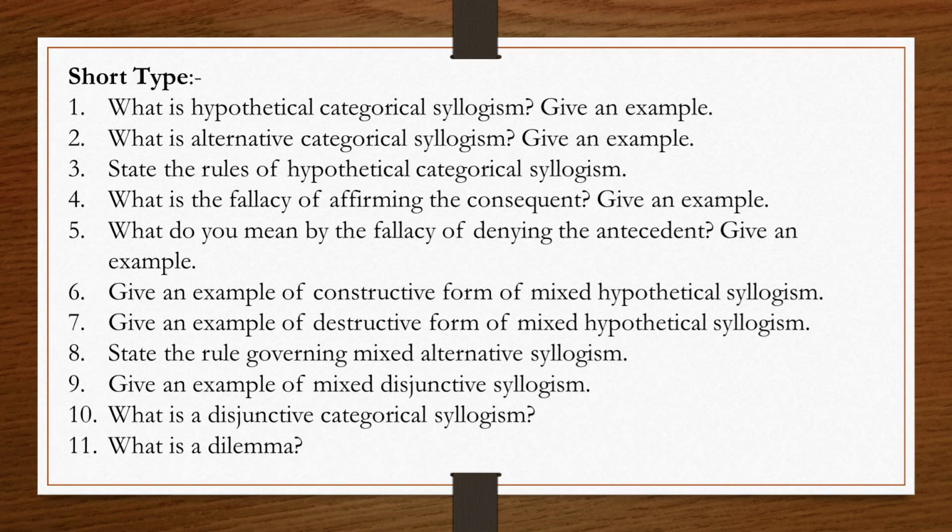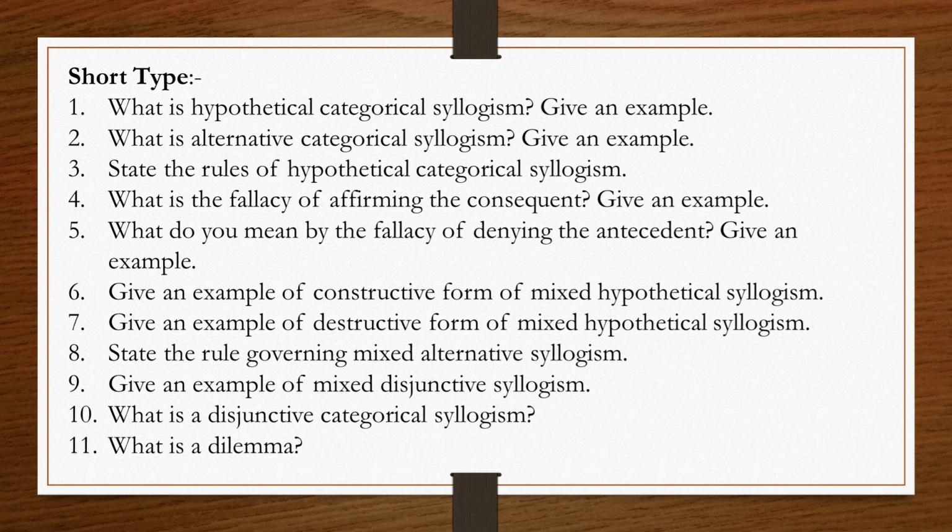State the rule governing mixed alternative syllogism. You will write the rule of the mixed alternative syllogism there. Then you write short questions, one word answer or one line answer. Give an example of mixed disjunctive syllogism. So you write one example of mixed disjunctive syllogism there. Then what is disjunctive categorical syllogism? You write there what is disjunctive categorical syllogism.